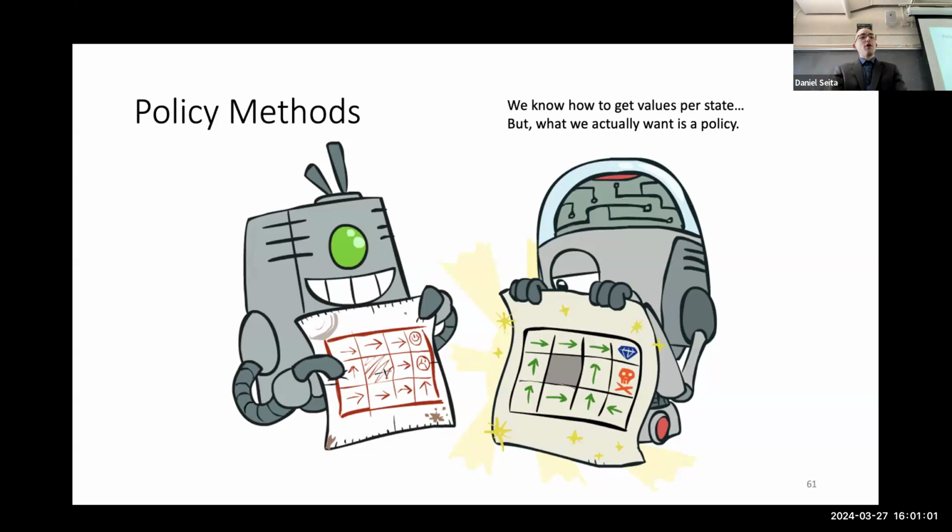But now what we want are policy methods that, given those values, tell you how to actually get the policy from it. Remember that a policy is a specification of what to do at every state. And here, all the states are those in the grid world. For most Markov decision processes in the real world, you're not going to be able to enumerate every possible state, but for the sake of teaching, we will use a discrete grid world to convey the concept.